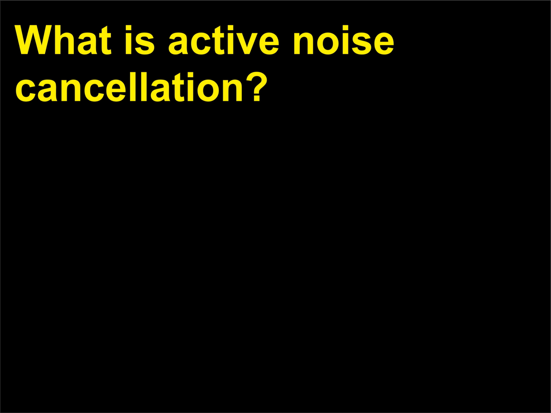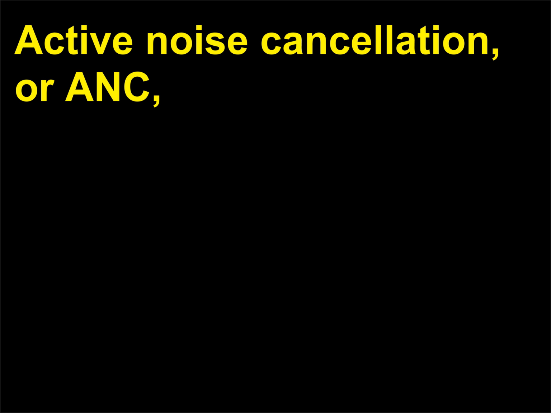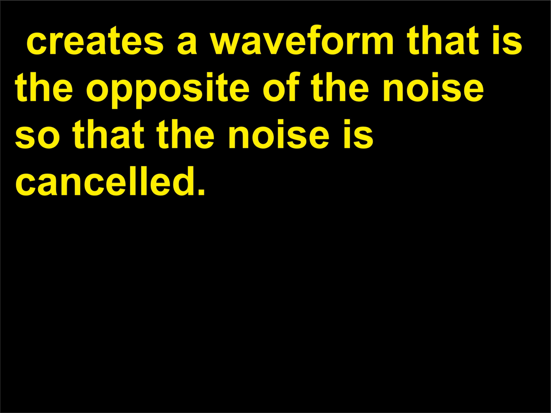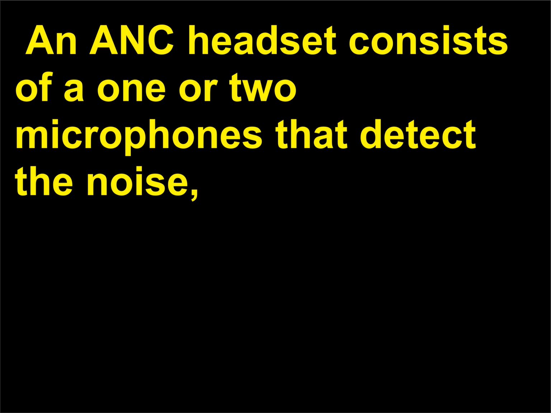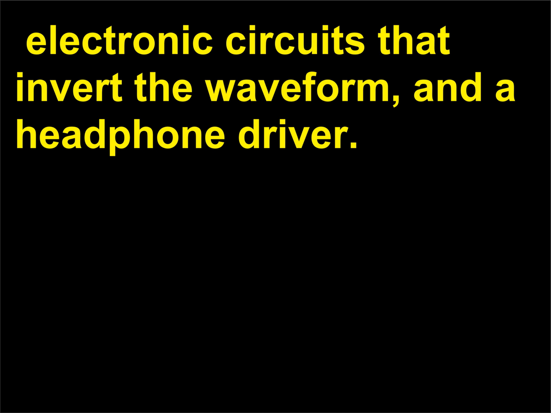What is active noise cancellation? Active noise cancellation, or ANC, creates a waveform that is the opposite of the noise so that the noise is cancelled. An ANC headset consists of one or two microphones that detect the noise, electronic circuits that invert the waveform, and a headphone driver.